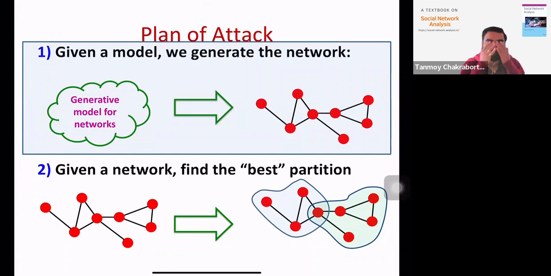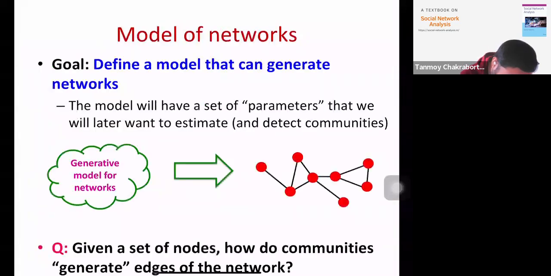okay? So in a generative model, you try to generate the network, and your generated network should be as close as possible to the original network structure. And while doing that, you take into account the community affiliation of nodes in different groups. This is the idea, okay? So let's look at it.